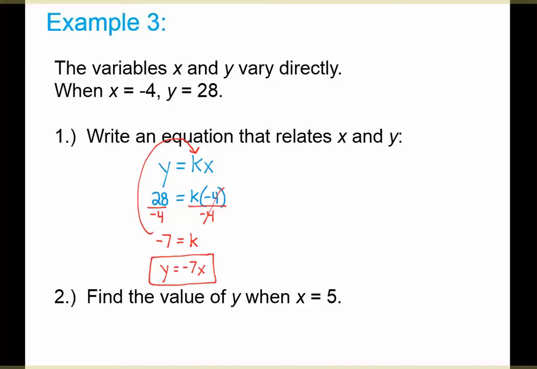All right, secondly, it says find the value of y when x equals 5. So we're just plugging in a 5 for x here. I'll go ahead and skip the first step and just plug the 5 right in for x. And -7 times 5 is -35.